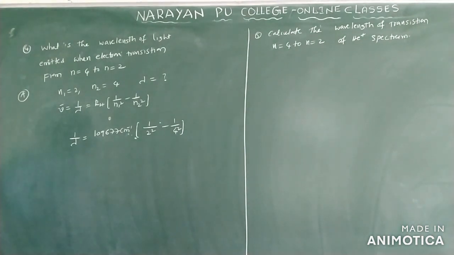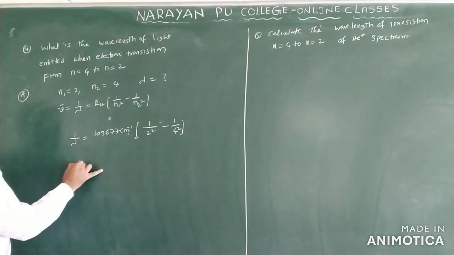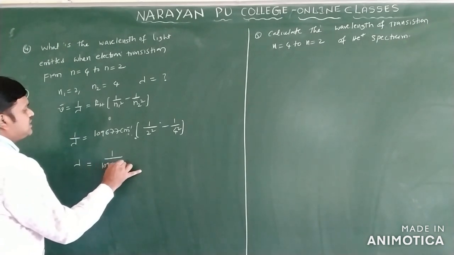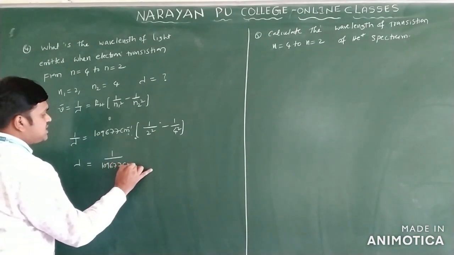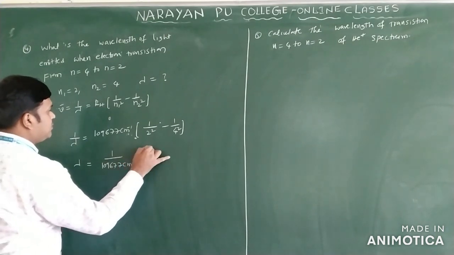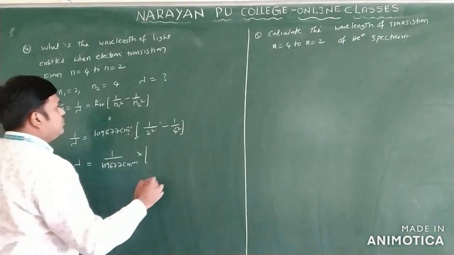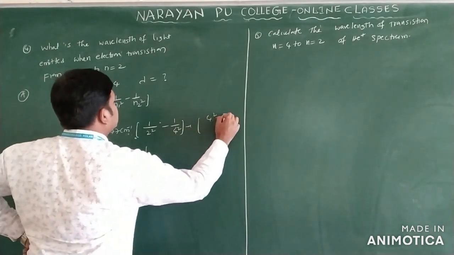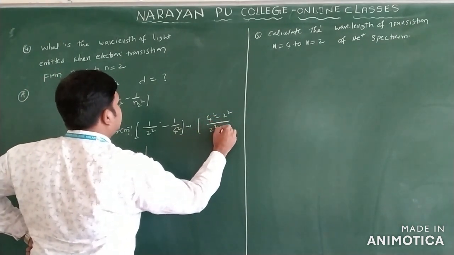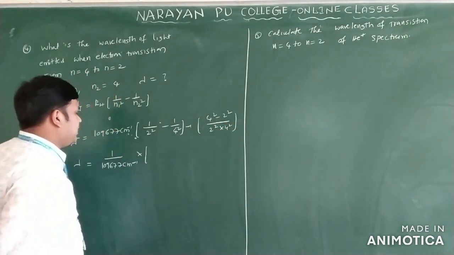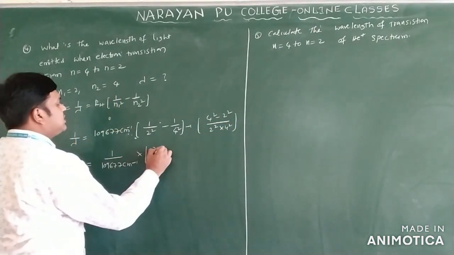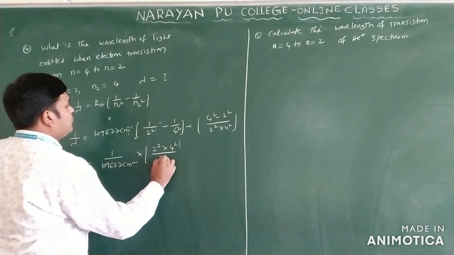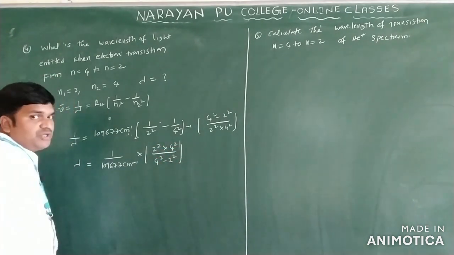What do we want? We only want lambda. I will write lambda is equal to 1 by 109,677 centimeter inverse into, if you do the LCM, what will you get here? 4 square minus 2 square by 2 square into 4 square. You reverse this one, what will you get here? This is 2 square into 4 square by 4 square minus 2 square.